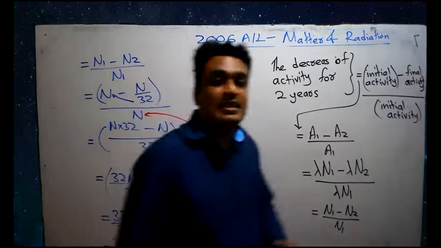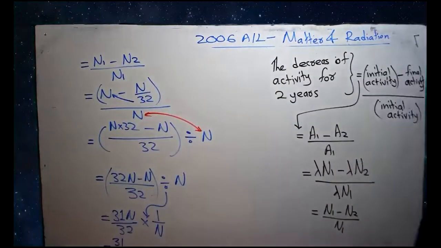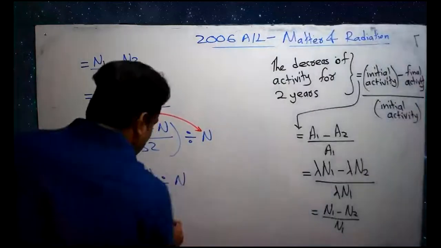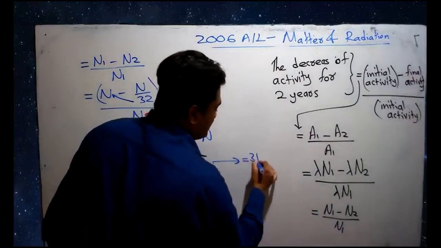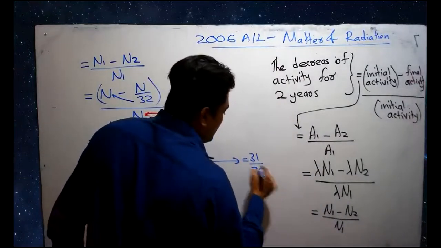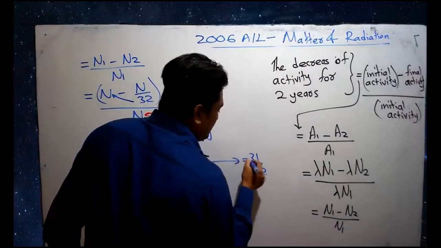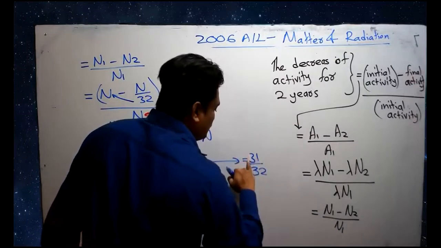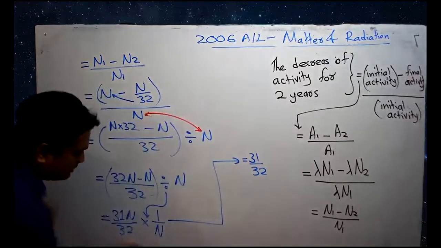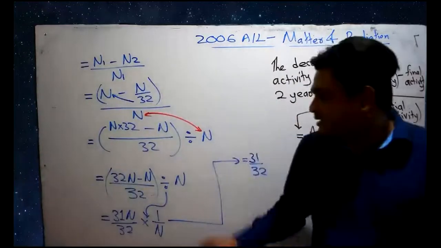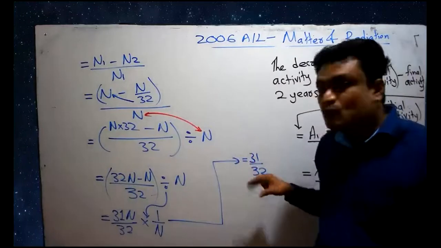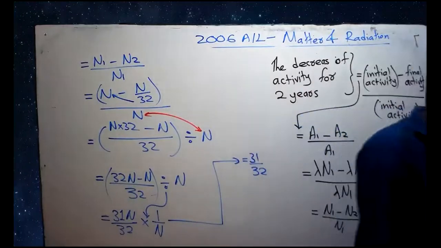What's the final answer there? 31 over 32. If you can't see it, let me write it here. The final answer is 31 over 32. Who got this answer? Anybody in the class? The fractional decrease of activity is 31 over 32. Who got this? Come on.